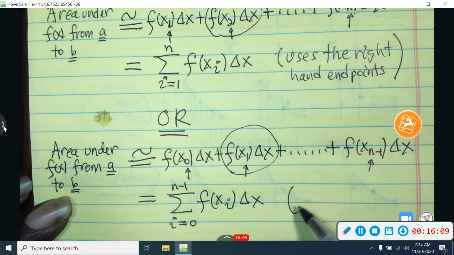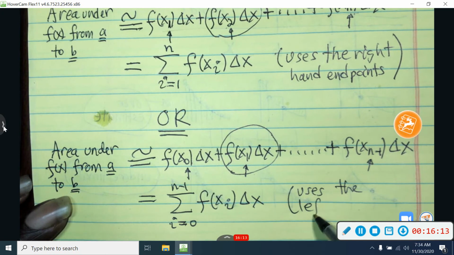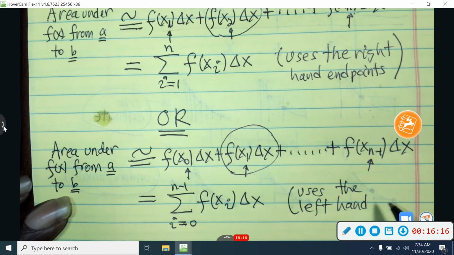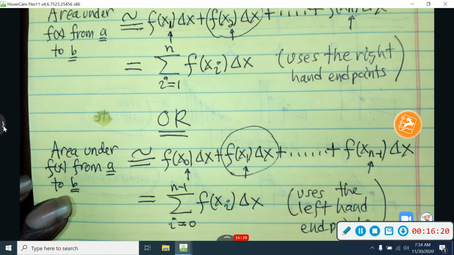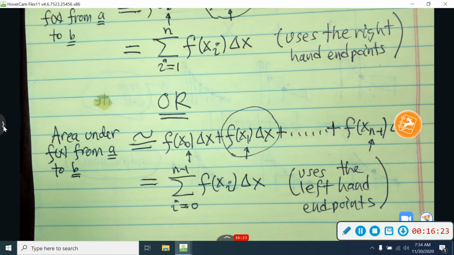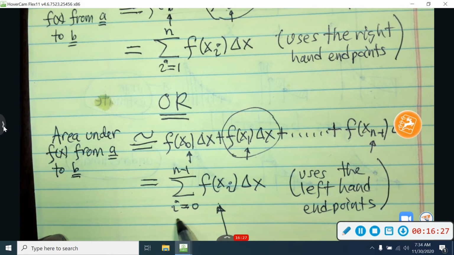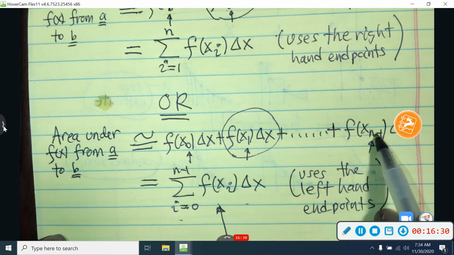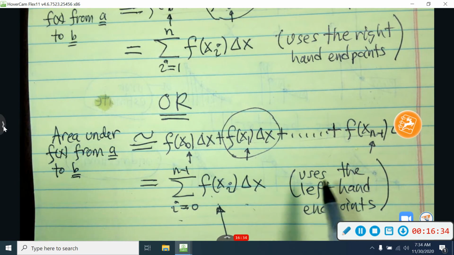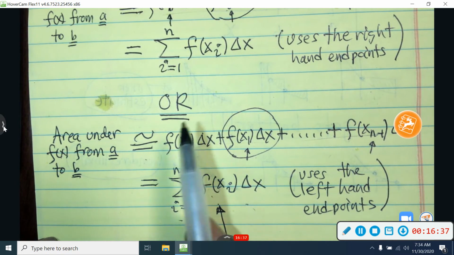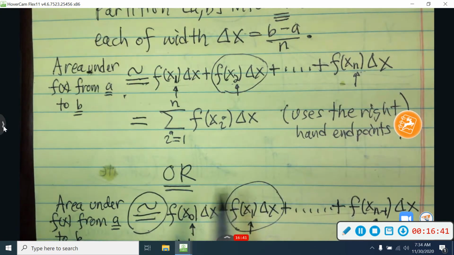So let's say that this uses the left-hand endpoints. Okay, so you could do it either way. Now let's even make up a name for this, because even though it's shorter than this summation notation, it still is clunky. And besides, we don't have the true area here. Notice we only have estimates.